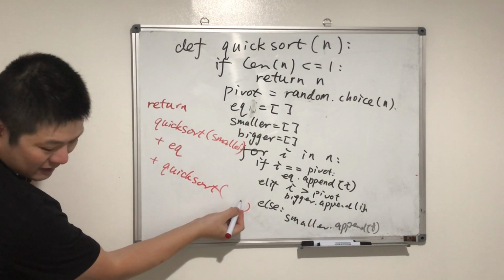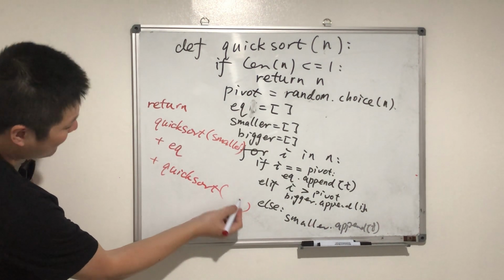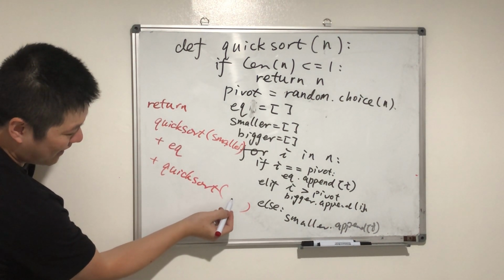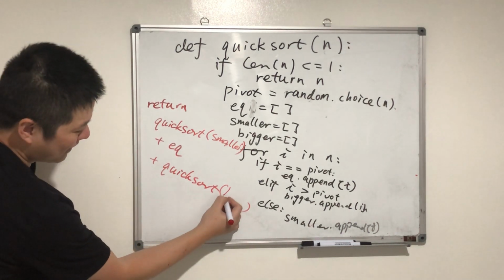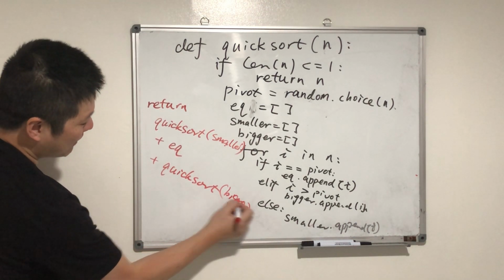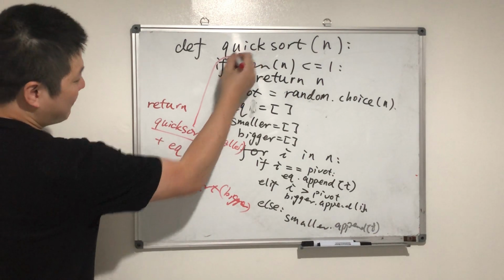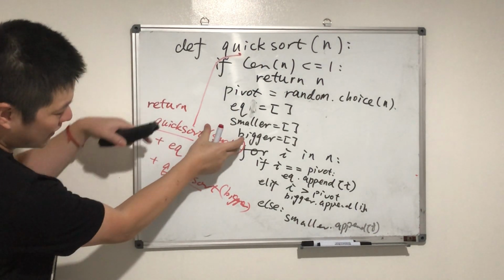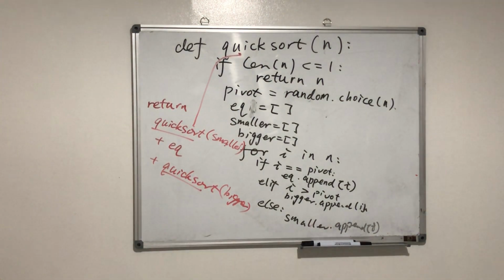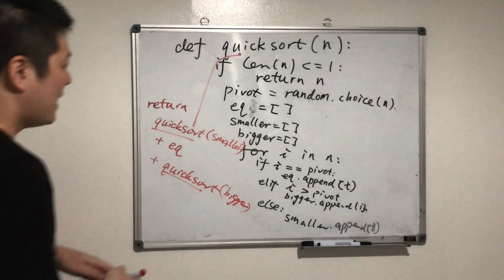What should I do here? Smaller, equal, and what's here? We need to sort bigger. Bigger, yeah. You see, this is recursively sorting the smaller parts and the bigger parts. Am I right? Yes.